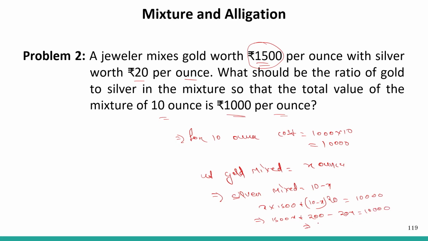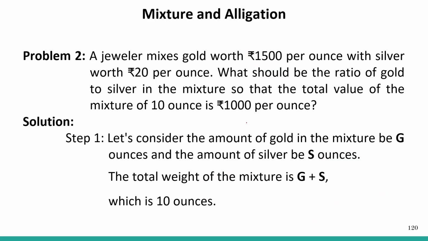So this implies that 1480x is equal to 9800. Okay, so it will be 9800, not x, on the right-hand side. So let's go forward and see the step-by-step solution.